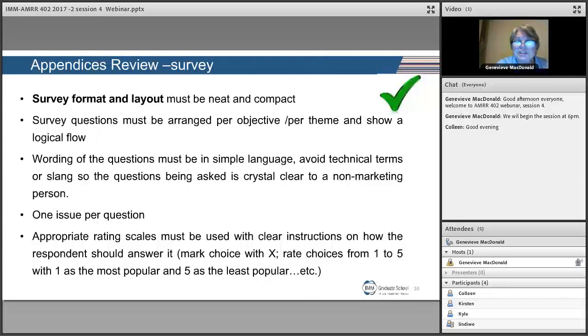The wording of the questions must be in simple language. Avoid technical and marketing terms because respondents do not always have a marketing degree or whatever. Also, do not use slang. Use proper English so that they understand what you are asking. Only one issue or one variable per question, and you should have used appropriate rating scales with clear instructions on how a respondent should answer it.